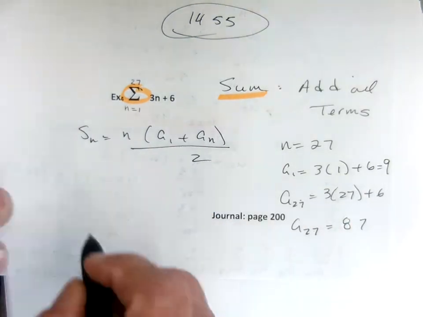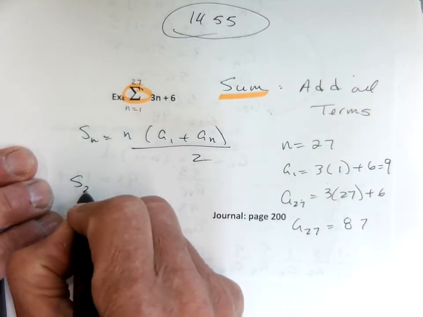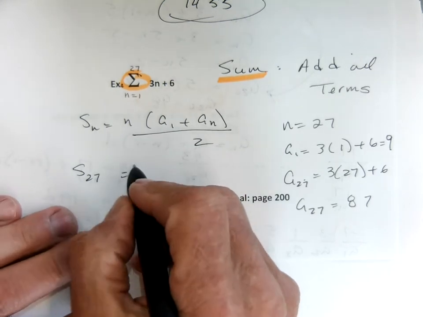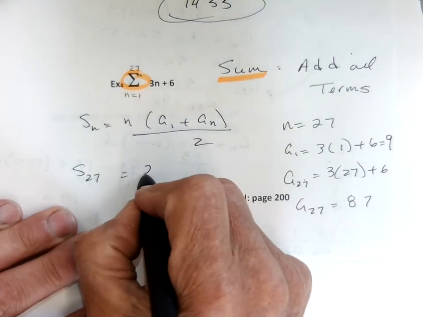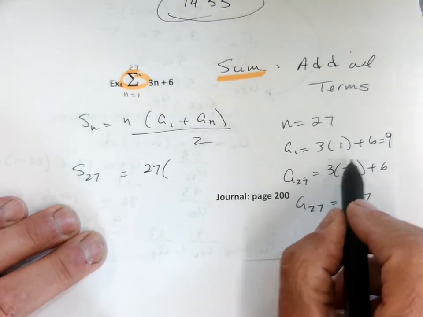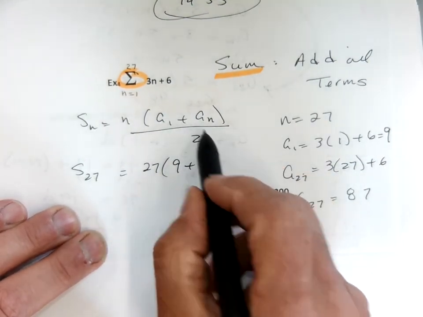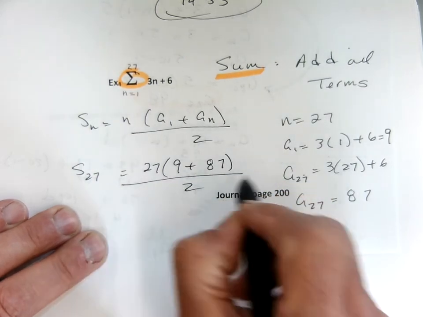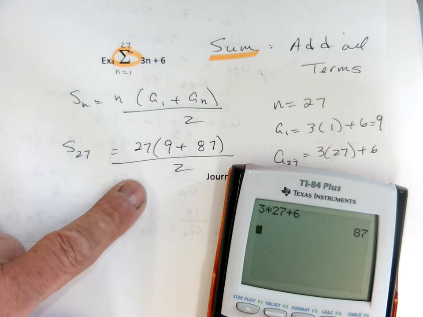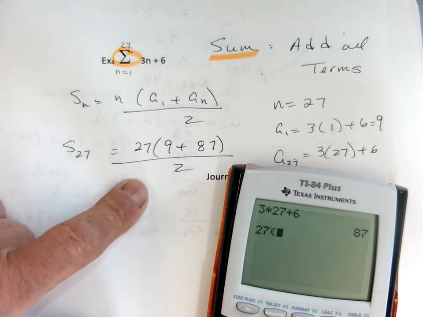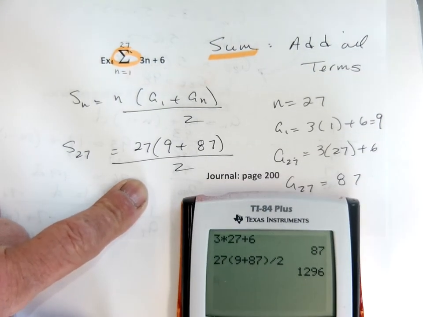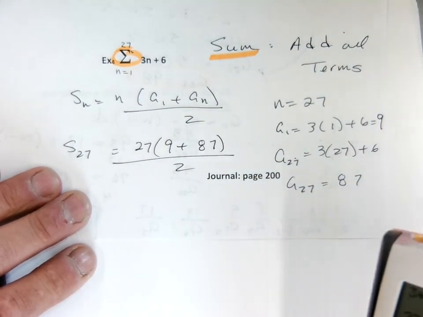Okay, so let's use our formula. S of 27. I say S of 27 because it's like the question saying what's the sum of the first 27 terms, right? Which is equal to n, which is the number of terms, which is 27, times A1, which is the first term, which is 9, plus A of n, which is the last term, which is 87, divided by 2. Just use my calculator. 27 times 9 plus 87 divided by 2. And I get a grand sum of 1,296.